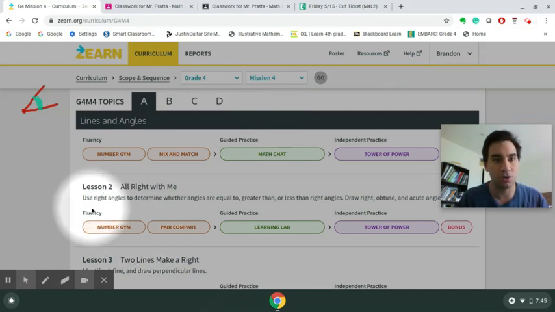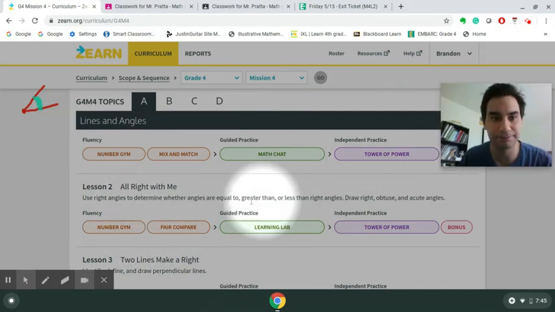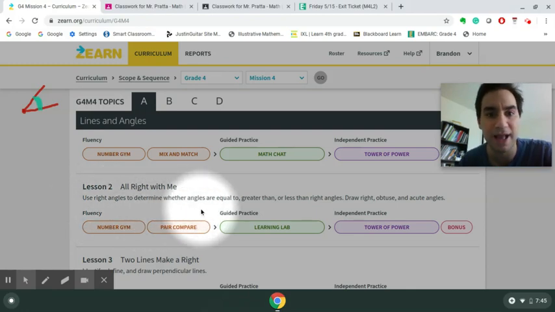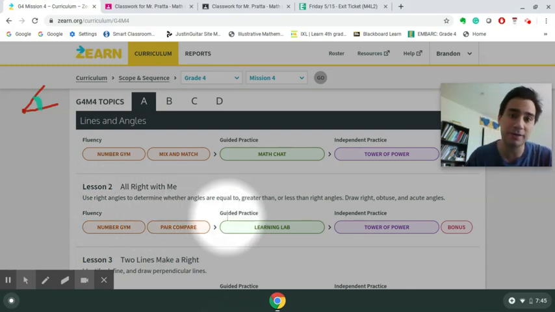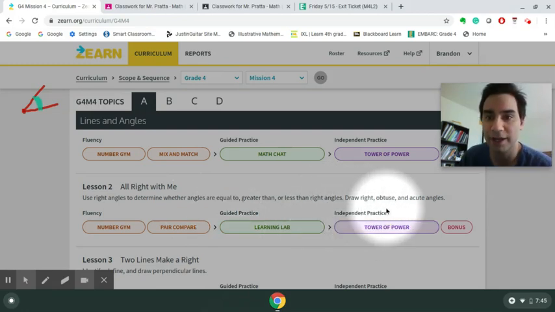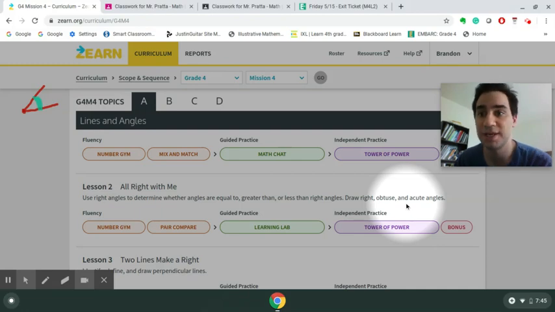All right, so our objective for today, students will be able to use right angles to determine whether angles are equal to, greater than, or less than right angles. Draw right, obtuse, and acute angles.